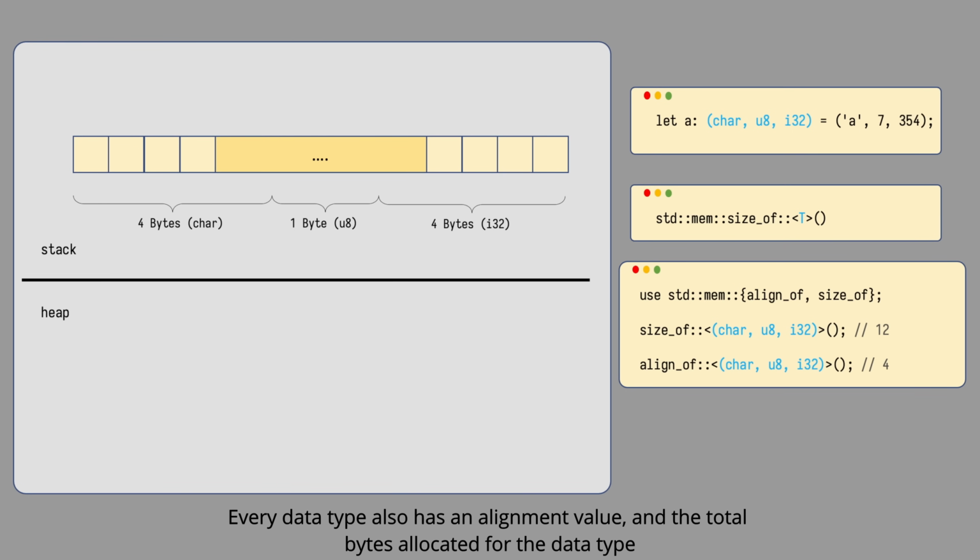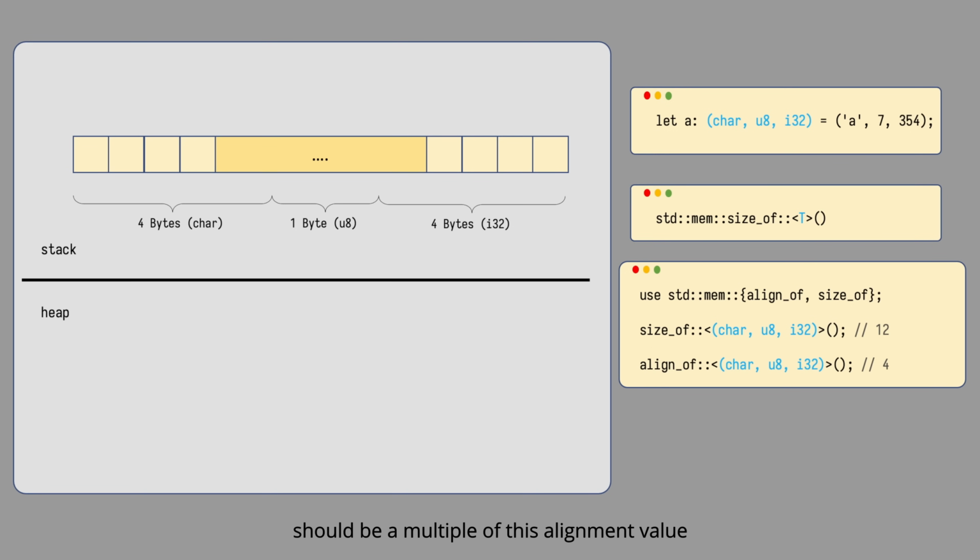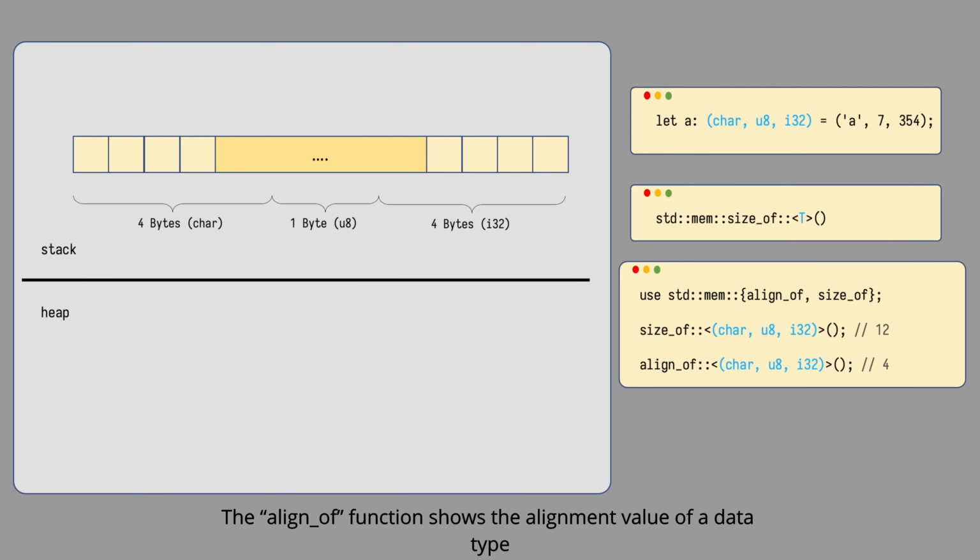Every data type also has an alignment value, and the total bytes allocated for the data type should be a multiple of this alignment value. This is not particular to Rust. Every compiler does this. This is done so that CPUs can read data more efficiently. The align_of function shows the alignment value of a data type.